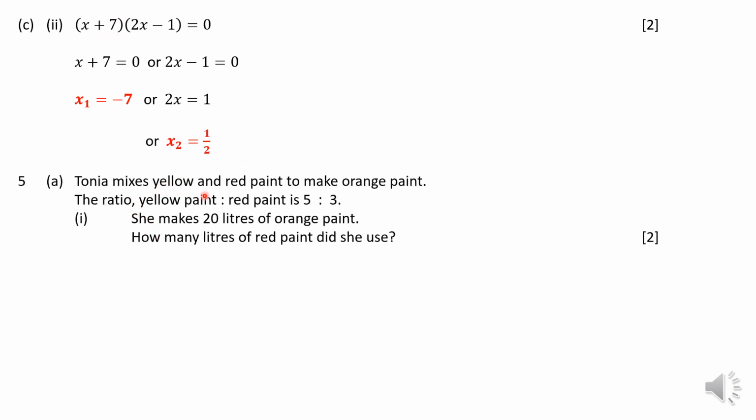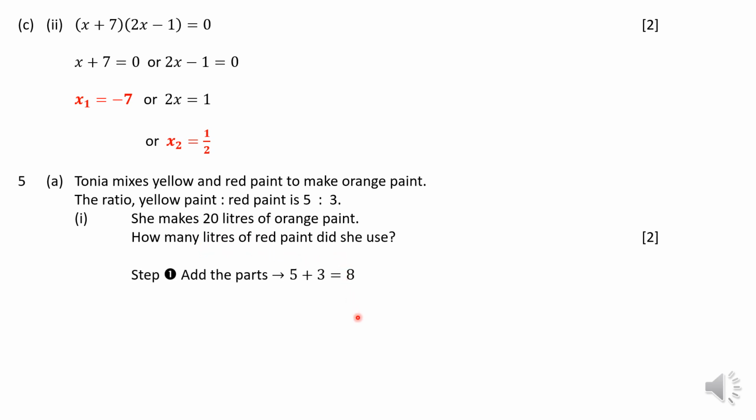Question 5, Tonia mixes yellow paint and red paint to make orange paint. The ratio is given as 5:3, 5 parts for the yellow paint, 3 parts for the red paint. Then she has a total of 20 liters of orange paint. How many liters of red paint did she use?